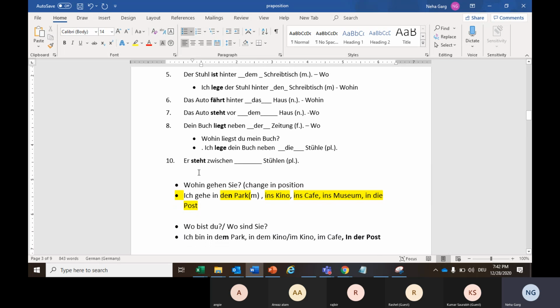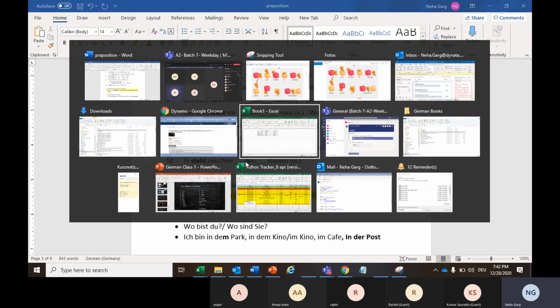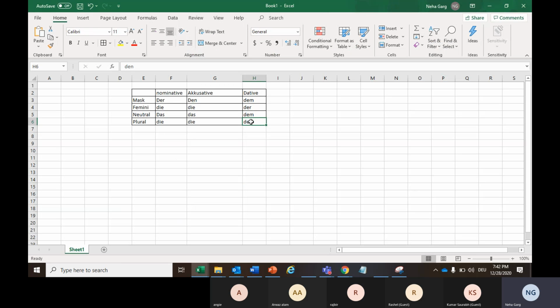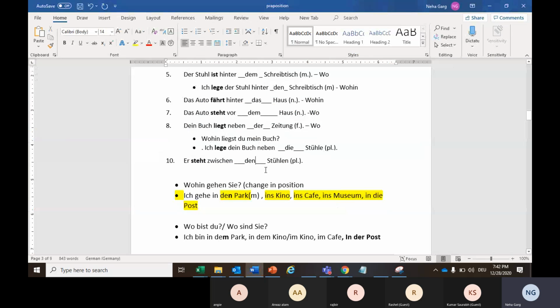Then next one, Rajveer, you read it. Er steht zwischen den Stühlen. So, the question. Den, sehr schön, because it's plural, and in plural it will change to den. Plural, dative case. Is it clear?